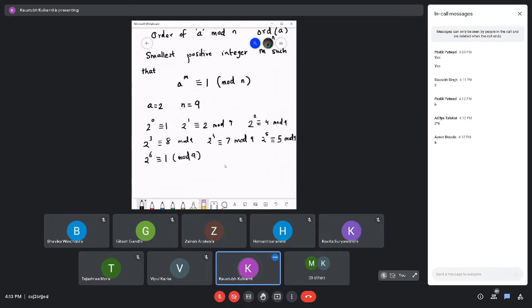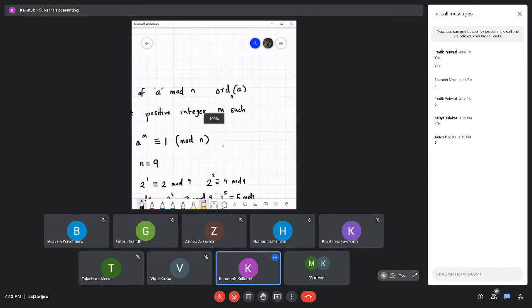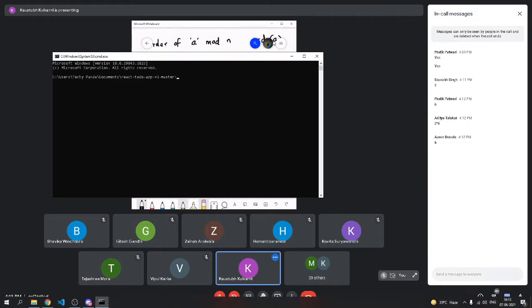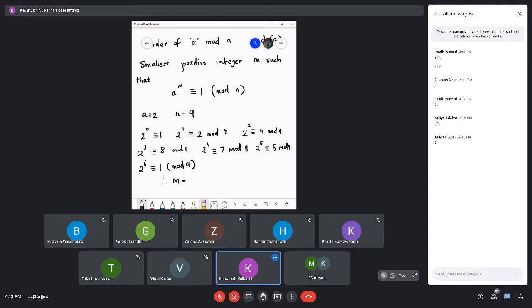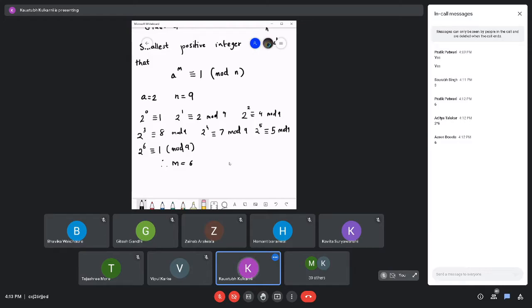So we find that m is equal to 6. So you can say that the order of 2 mod 9 is 6. Okay.